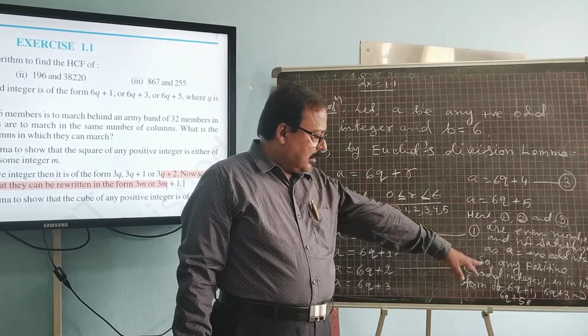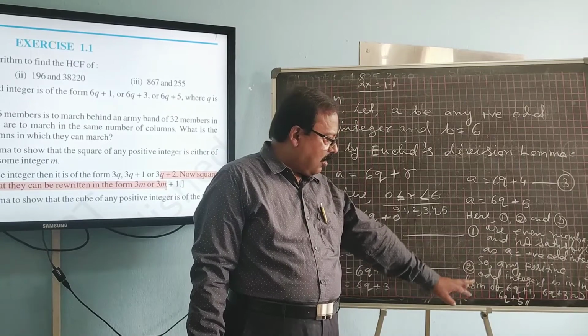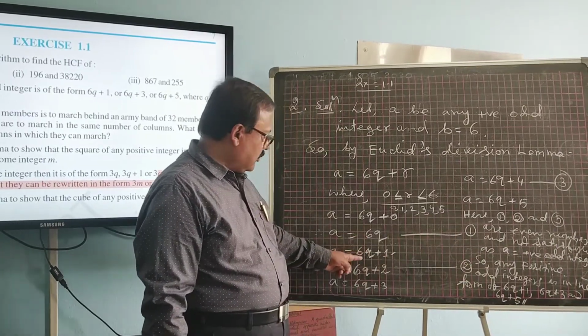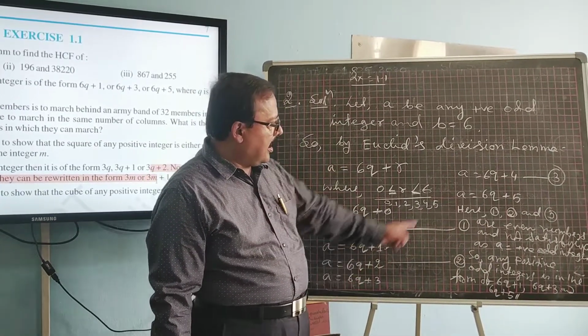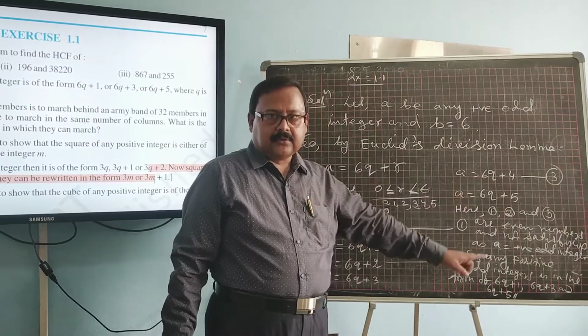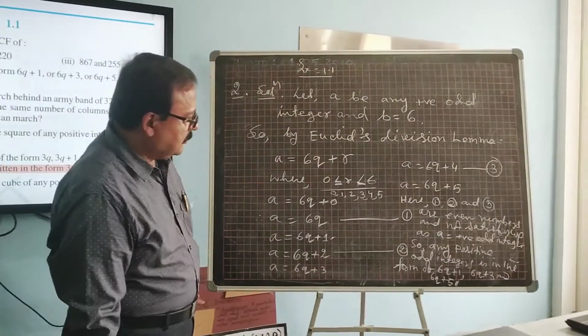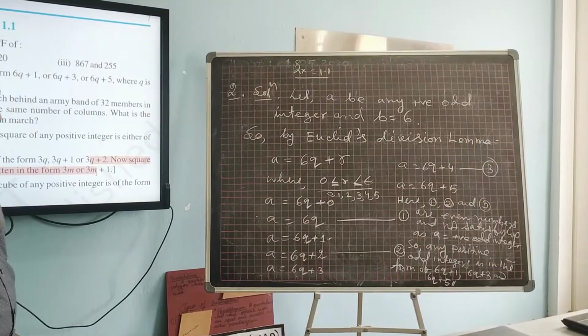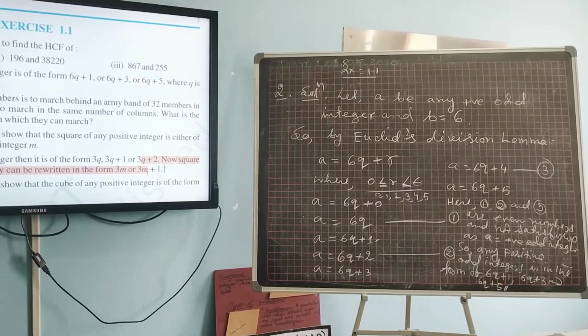Then the remaining numbers are the positive odd integers. Any positive odd integer is in the form of the remaining ones: 6q plus 1, 6q plus 3 and 6q plus 5. These are the three numbers. This is the form of odd positive integers. Okay? Good.